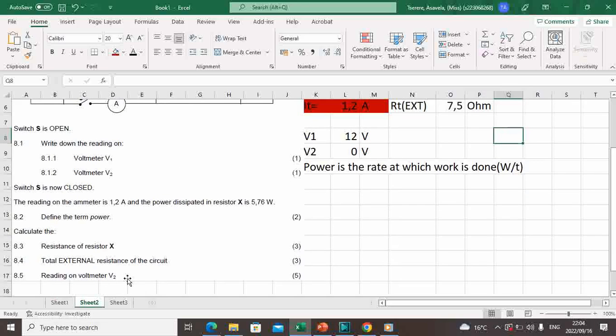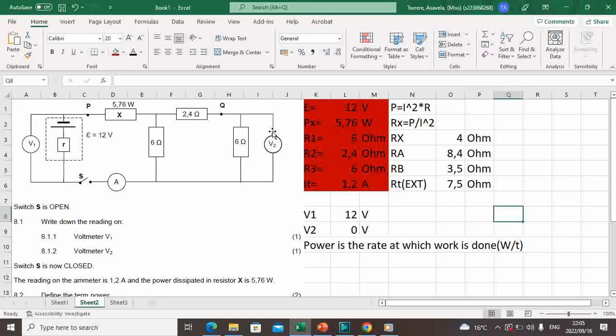In the last part, we are required to calculate the reading on voltmeter 2. Here is voltmeter 2 measuring the voltage across this 6 ohm resistor. So in order to calculate this voltage, we must first find the current that flows through this resistor. So how can we do that? Well, here we are given the current that comes in and will be divided in these two branches, and that current is equal to 1.2 ampere.